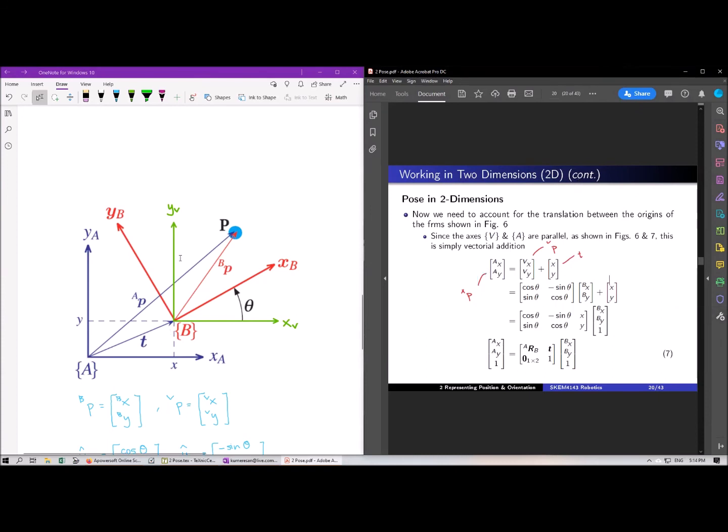Alright, so this point with respect to A, you can imagine this is the vector. So this vector is T, this vector, plus this vector. But this is PB. Here we use PV, right? So the vector should be the same, right? But no, the line is the same, but the vector is different. The numbers are different.